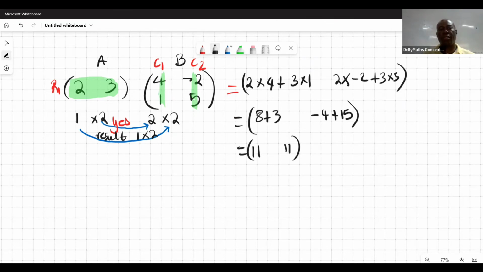So you could see that we do have a 1 by 2 as the order of the resulting matrix, but we were expecting that.